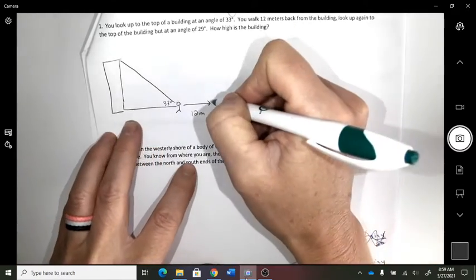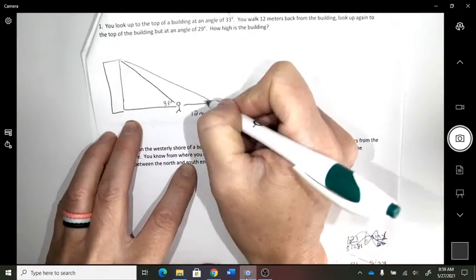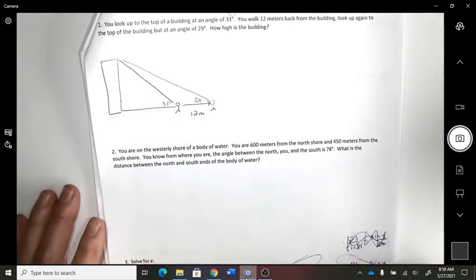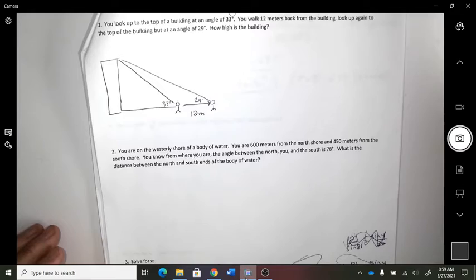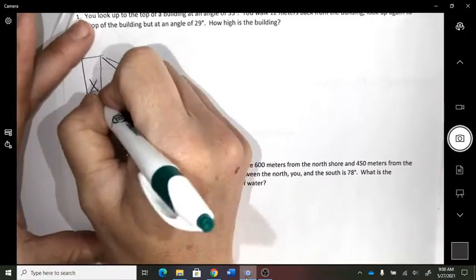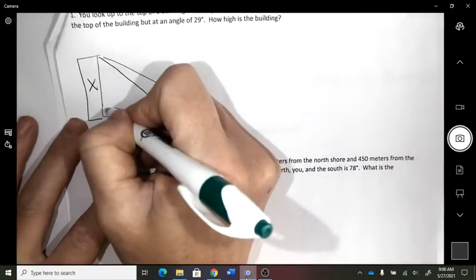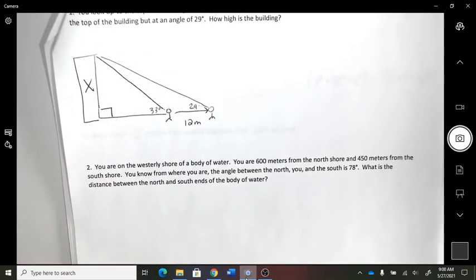Then you look up again, and now your elevation angle is 29 degrees. How high is the building? Okay, so I can make an assumption that my building is hopefully at a 90-degree angle with the ground.